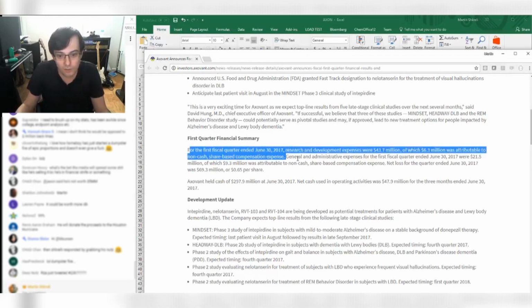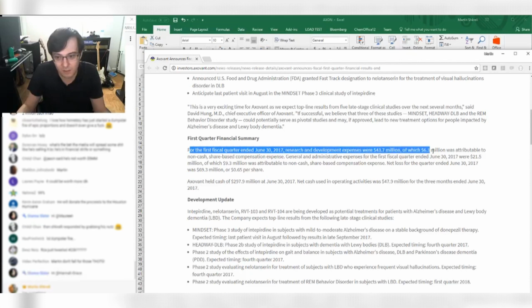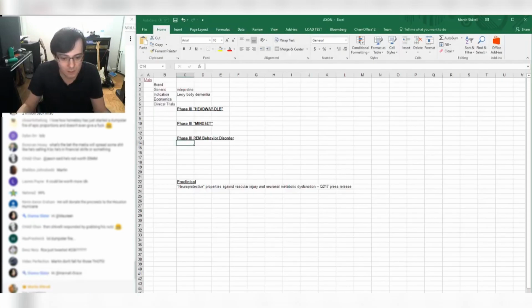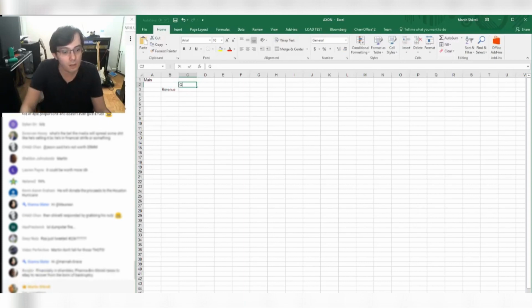For the first fiscal quarter ended June 30, 2017, R&D expenses were $43.7 million, so maybe it makes sense now to make a model. We won't belabor this because most of the value is in these clinical assets, but I think it is important to make some kind of model.